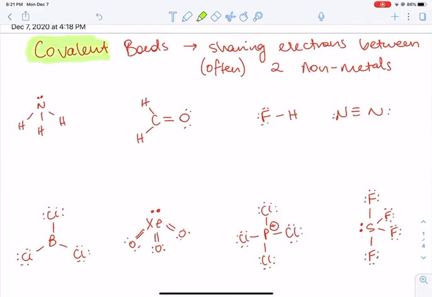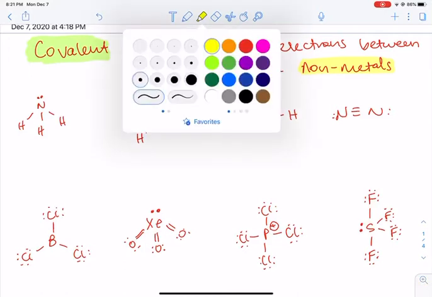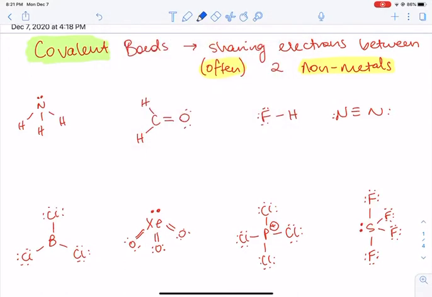And how I want us to think about covalent bonds is that it is a sharing of electrons between what is often, and what will most often be the case in this class, two nonmetals. So all the Lewis structures that you've drawn have been showing bonds between two nonmetals. So how do covalent bonds look? Well, you can have single covalent bonds here, like I'm showing in blue.